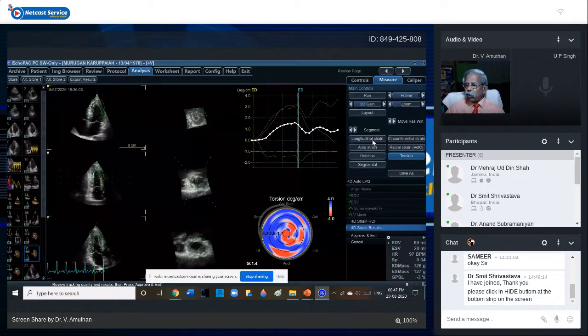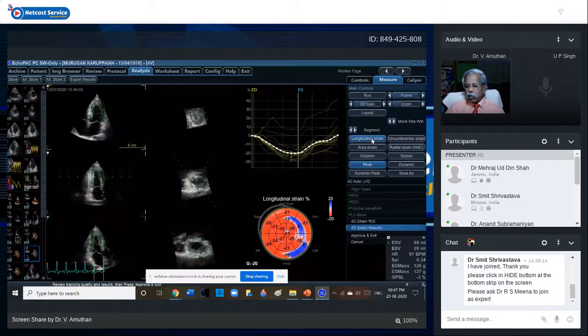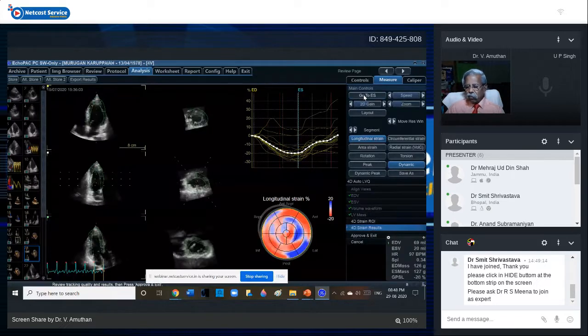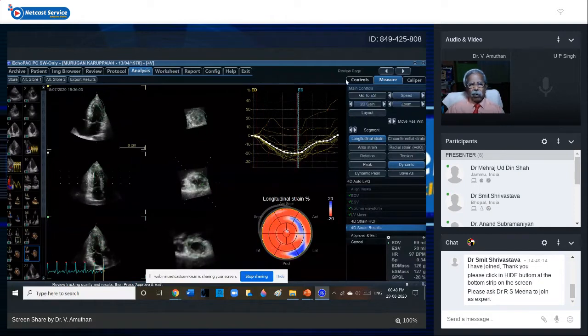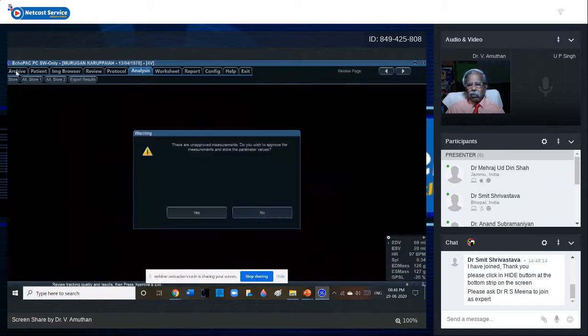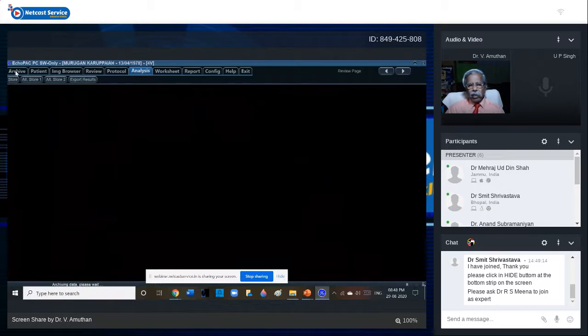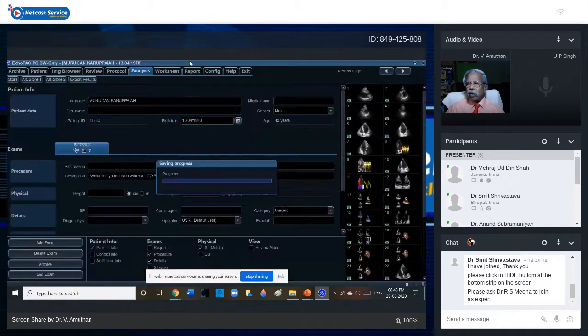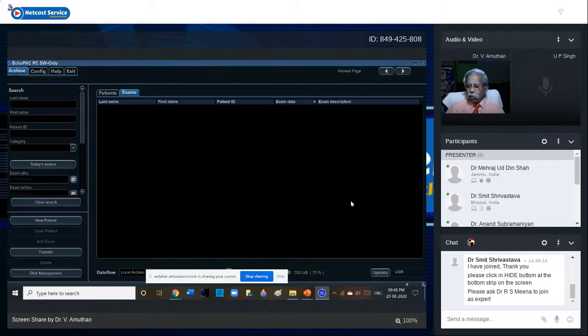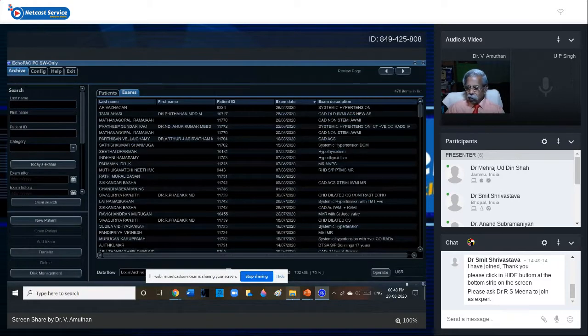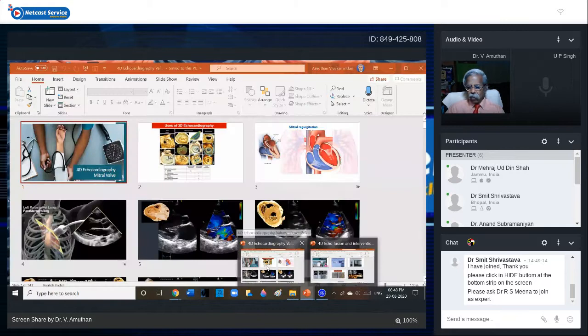And for longitudinal strain, one of the advantages is that this bullseye plot can be made dynamic. When you run that, this is a dynamic strain bullseye. This is not possible with 2D echocardiography. Now you have got all the measurements which are possible with this technique. So that is about the quantification and chamber assessment. Now I will just show you something about the valves.